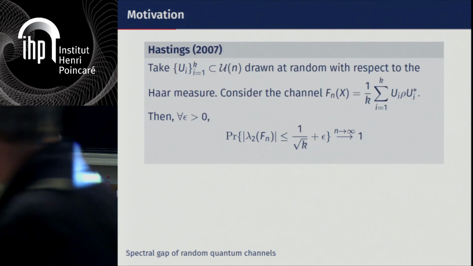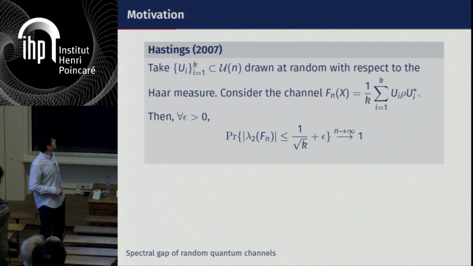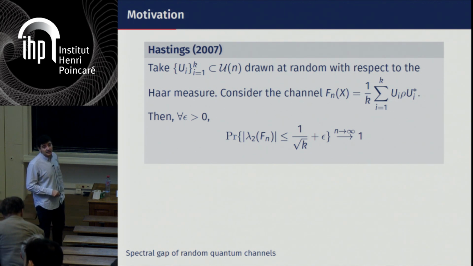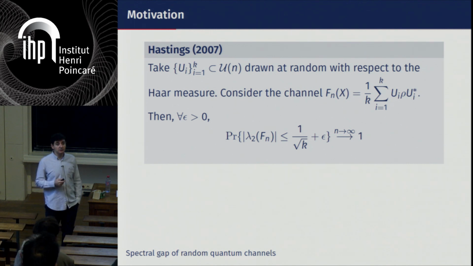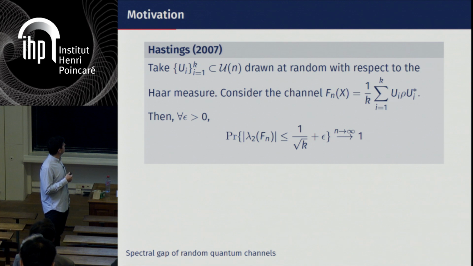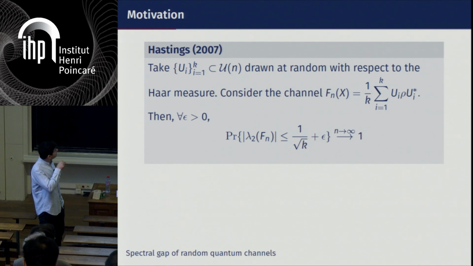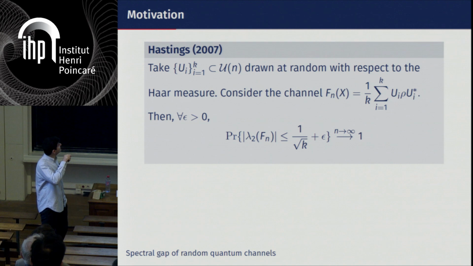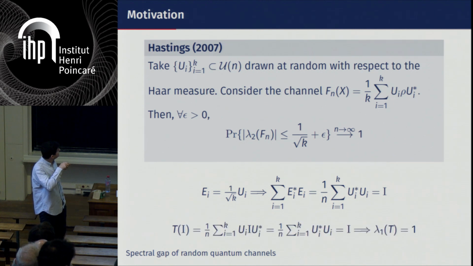OK, so what's my motivation? Where is it coming from? So in 2007, Hastings proved the following result. He took a set of unitary matrices drawn at random with respect to the Haar measure, and he considered the following channel with Kraus operators U_i divided by the square root of k. So for this channel, first of all, it's clear that the identity is a fixed point because it's a unital channel, and then there is one eigenvalue 1 that is associated to the identity.